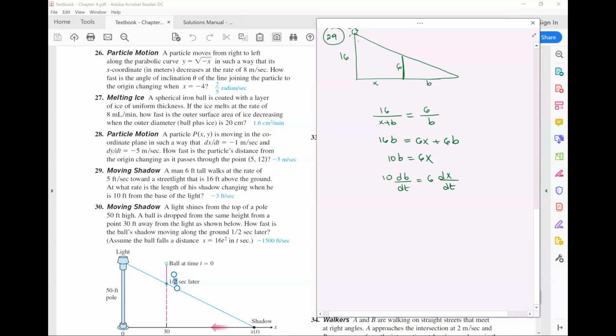So what would we plug in here? He is walking, so the man is walking at a rate of 5 feet per second. That's dx dt, but is it positive or negative 5? It's negative, because it's getting smaller. So 10 db dt equals negative 30, so db dt is negative 30 over 10, which is negative 3 feet per second.